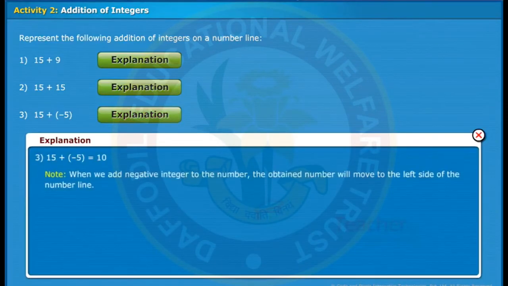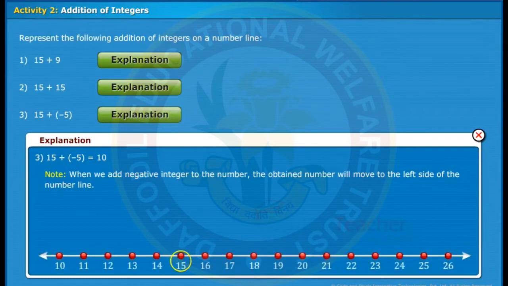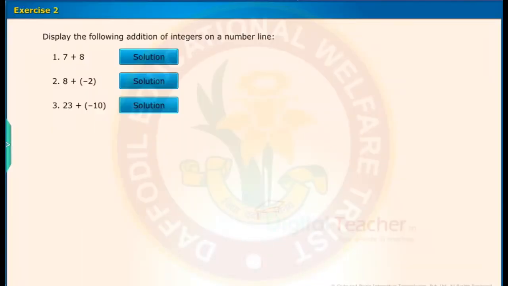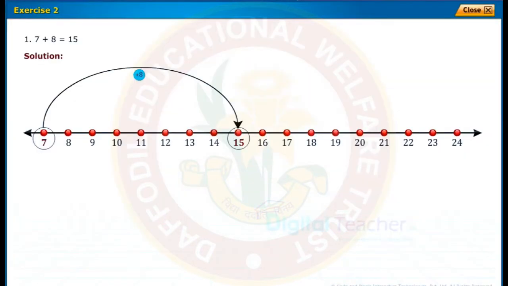Note: when we add negative integer to the number, the obtained number will move to the left side of the number line. Its representation is as shown on screen. Let us solve a few exercise problems. Click the tab to view solution.